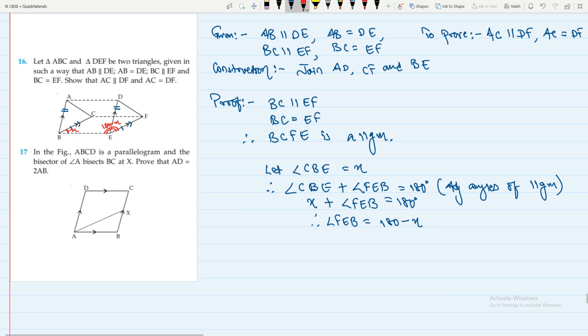Before I write anything, I just want to show you that in quadrilateral ABED, AB is parallel to DE and AB is equal to DE. So ABED will become a parallelogram. Why is it a parallelogram? Because one pair of opposite sides is equal and parallel. AB और DE parallel भी है, equal भी है, इसलिए ABED तो parallelogram हो जाएगा.